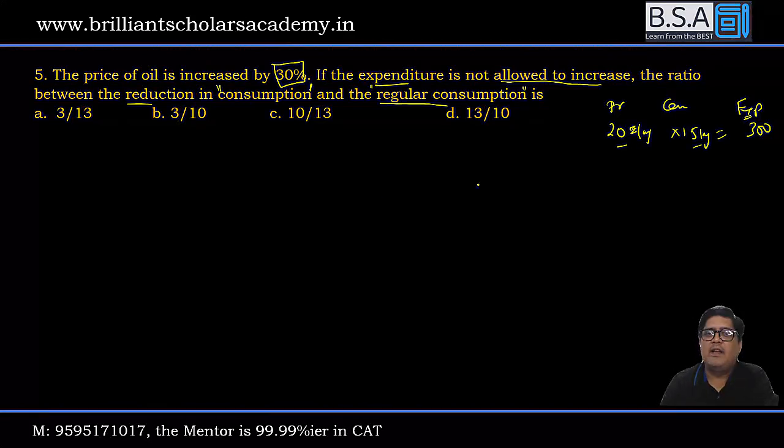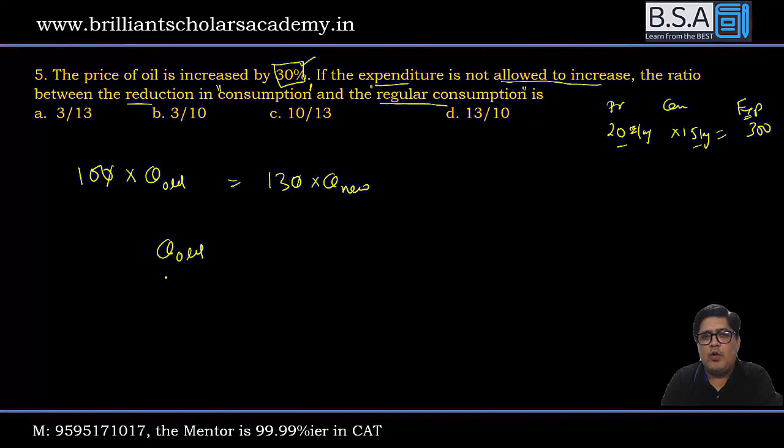Here what is happening, we are not buying potatoes, we are buying oil. The price has increased by 30%. So 30% looks like I can work with 100. Earlier the price was 100. The consumption was quantity old. Now the price is 130, a 30% increase, and there is a new consumption quantity. So can I say 0, 0 cancelled? It appears as old quantity upon new quantity, or you can write new upon old, totally up to you. Both are fine.